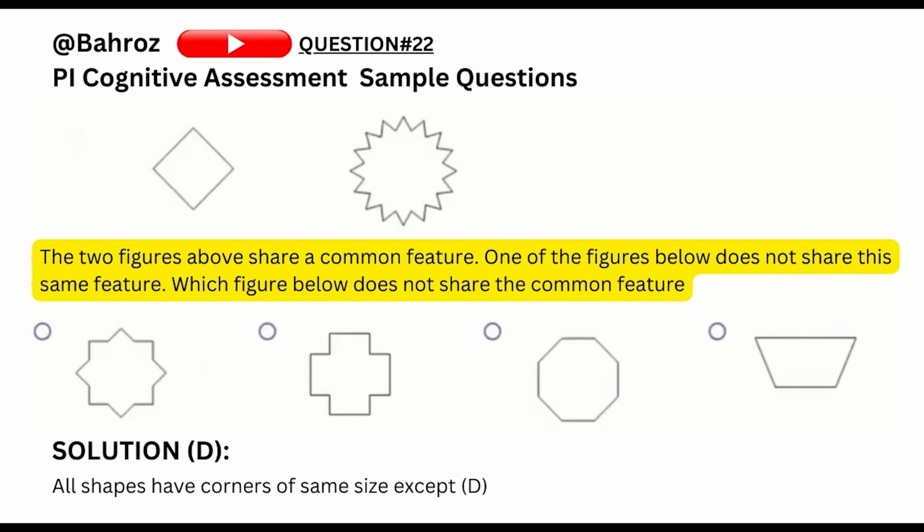Question number 22. The two figures above share a common feature. One of the figures below does not share the same feature. Which figure below does not share the common feature? Well, all shapes have corners of the same size except D. D is the only shape where the sizes of the corners or the lines that are making the shape are different in size.